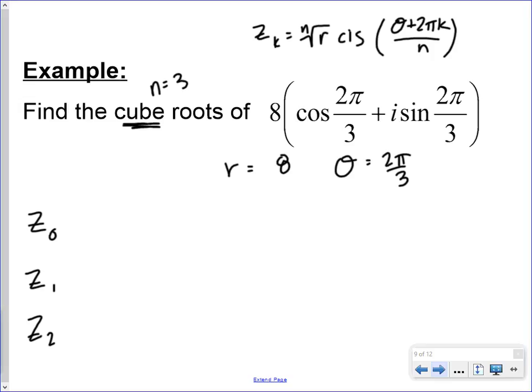You can do it how you like, but I'm the kind of person that I'm going to set up all 3 of them first before I do any calculating and simplifying. So I'm going to say z sub 0 equals the nth root of r, so the cube root of 8, times cis theta, 2 pi over 3, plus 2 pi times k, which in this example is 0, and then divide by n, which is 3.